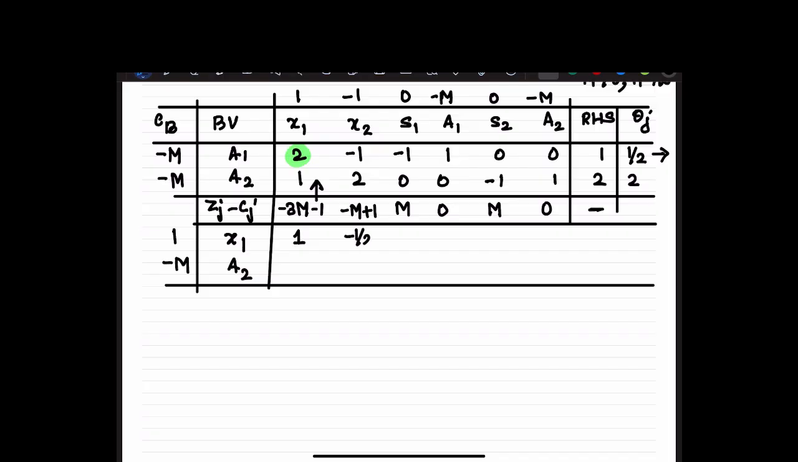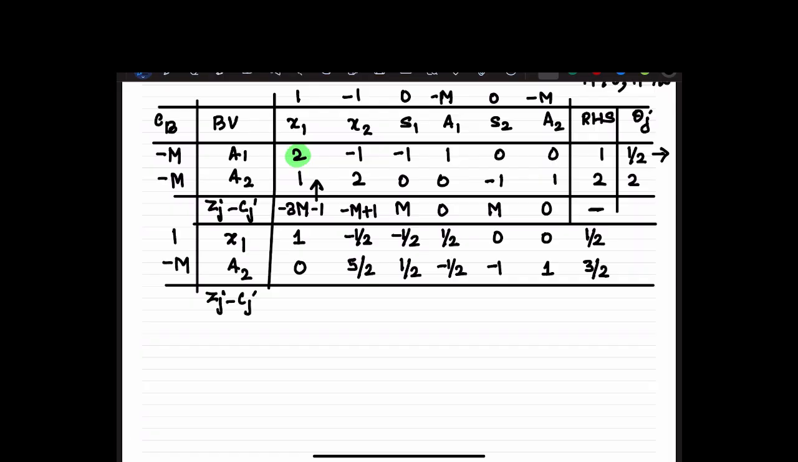This is minus half, half, 0, 0, half. Below this we need to make 0. So what you do, multiply this row by minus 1 and add it to the second row. So minus 1 into minus half, half plus 2 is 5 by 2. Half plus 0, minus half plus 0, minus 1 into 0, 0, 0, minus 1. This is 1, minus half plus 2, that is 3 by 2.